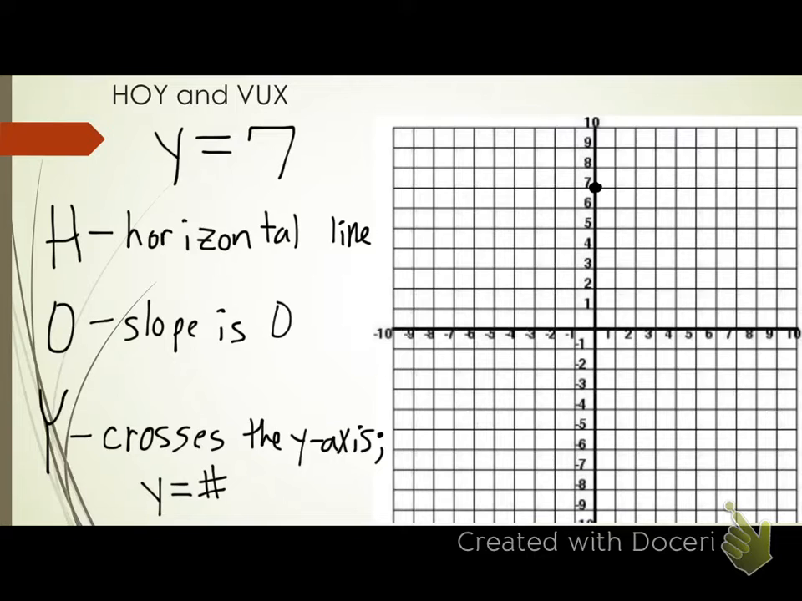Okay, so far. What kind of line does HOI tell me it's going to be? Horizontal. So I can draw a horizontal line through that point. There's my graph. I'm done graphing it. Does that make sense? Pretty easy? Any confusion?